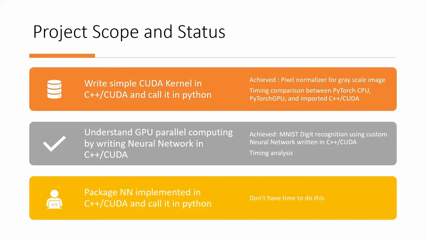And then the second goal is to understand GPU parallel computing by writing a neural network in C++ and CUDA. This is achieved by doing the MNIST Digit Recognition using a custom neural network written in C++ and CUDA. And also I did some timing analysis. The stretch goal is to package the neural network implemented in C++ and CUDA and call it in Python. Unfortunately, I don't have time to do this.